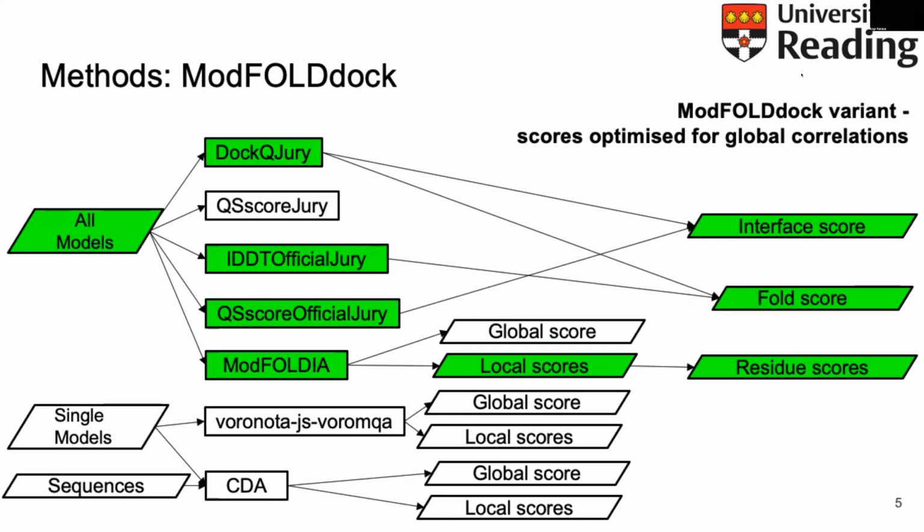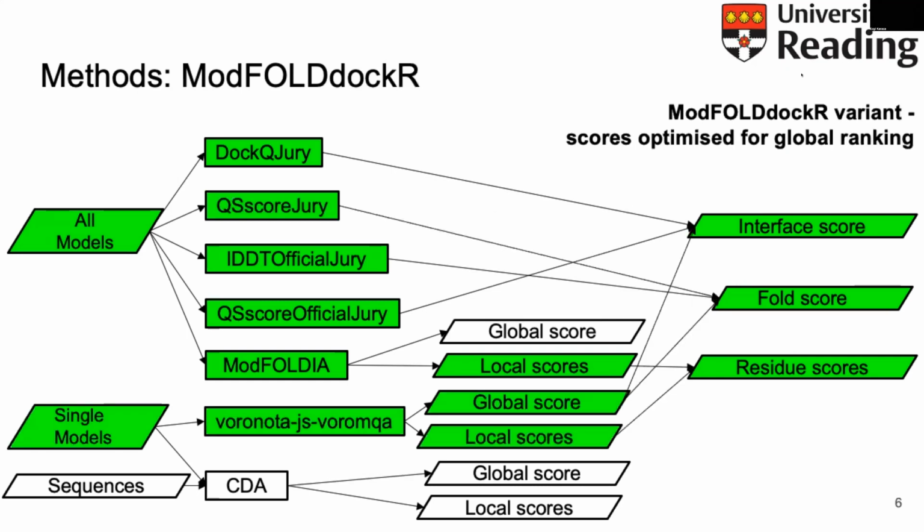And in this variant, the residue scores come purely from the ModFOLD IA method. So that's a ModFOLDdock variant. The ModFOLDdock R variant is similar, but we use slightly different components. So we've now got the integration of single model methods, and we've got extra residue scores.